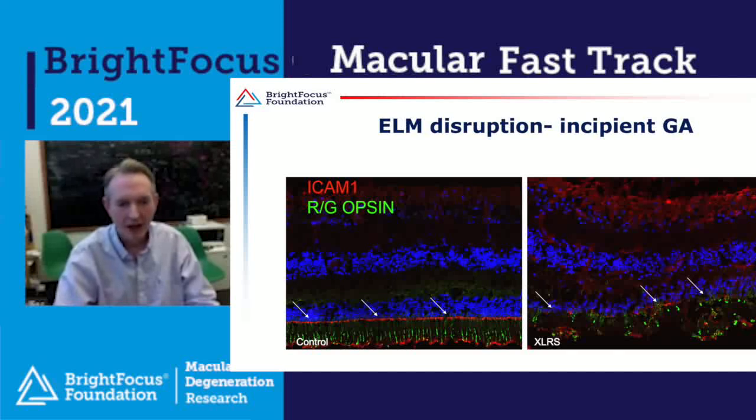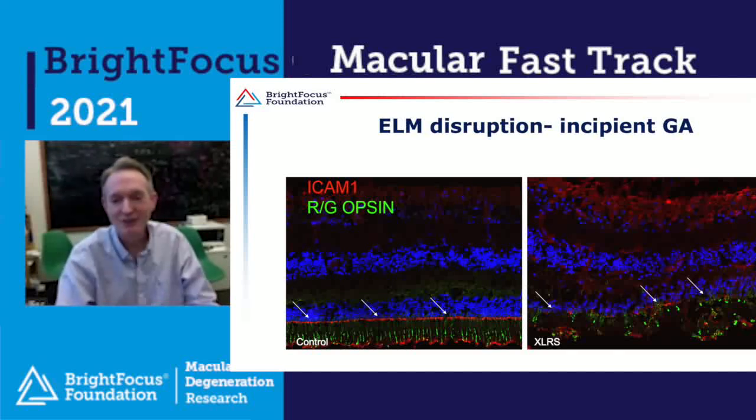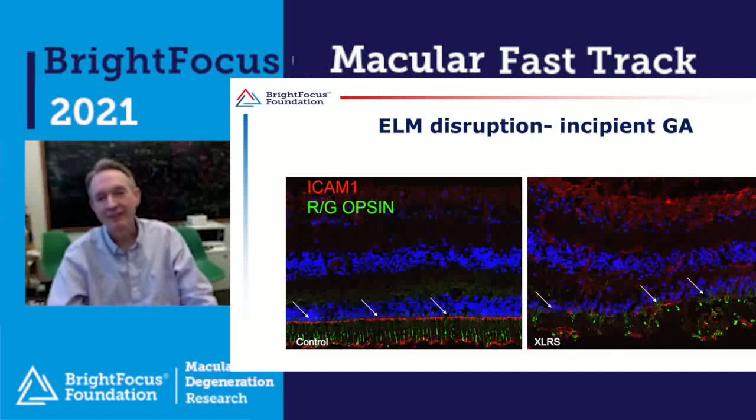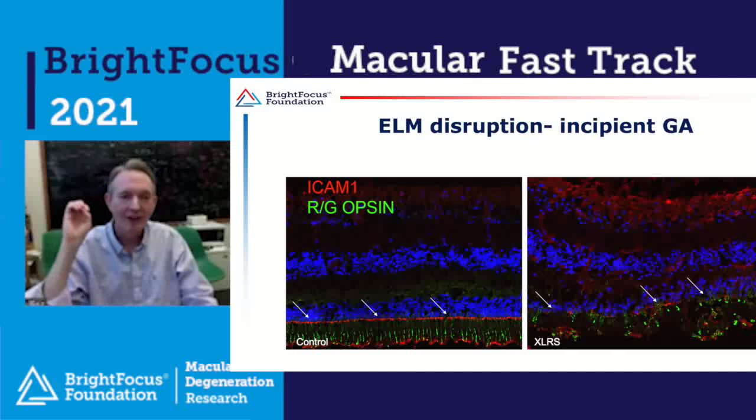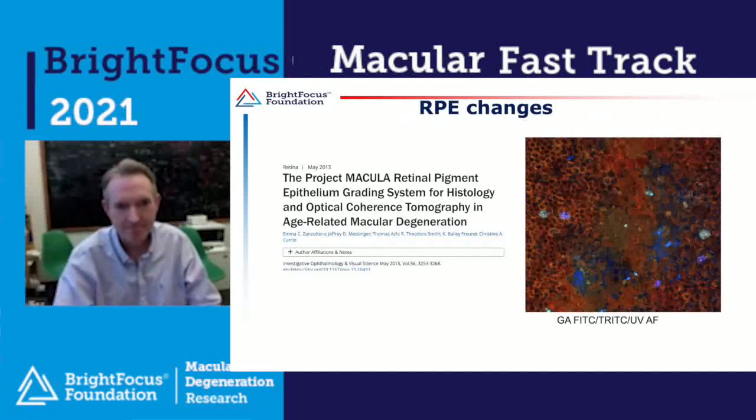So here's a normal eye. You can see this red ICAM1 labeling of the external limiting membrane. This is actually an eye with X-linked retinoschisis, so it's not incipient GA, but it shows you what this looks like, where there's interruption of the external limiting membrane. And this is a feature that's been recently described in association with areas of retina that are going to undergo atrophy and GA.